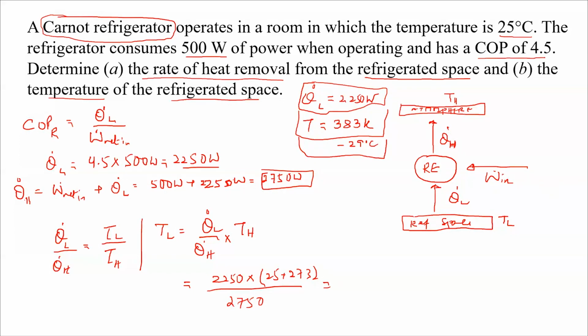Sorry, 364.2. Are you sure? 243.8. 243.8 Kelvin, which is essentially minus 29.18 degrees Celsius. This is the absolute scale, the Kelvin value, and this is in centigrade. Clear enough? Is the solution clear to you? Yes, sir. All right.